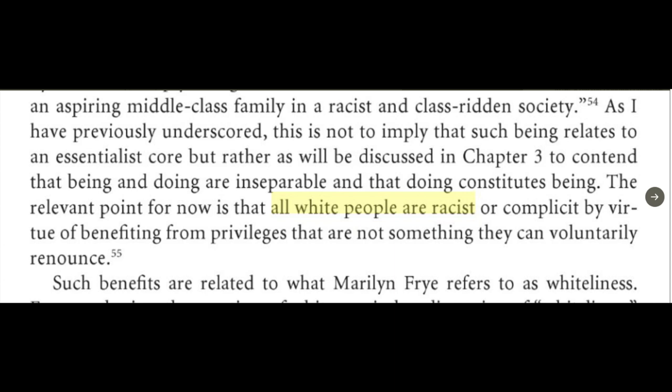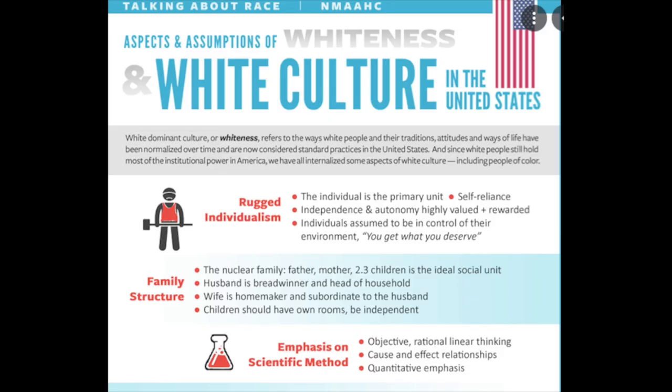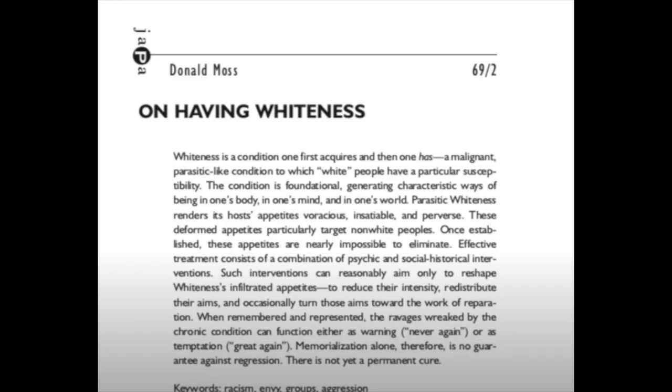Besides the obvious example of Robert DiAngelo basically saying that all white people are racist, we have the other example with the whiteness chart, which pretty much lists things like the scientific method, the family unit, as well as individualism and other stuff as pure evidence of whiteness culture. And also there is this other example which basically states that whiteness is a parasite for the entire planet.